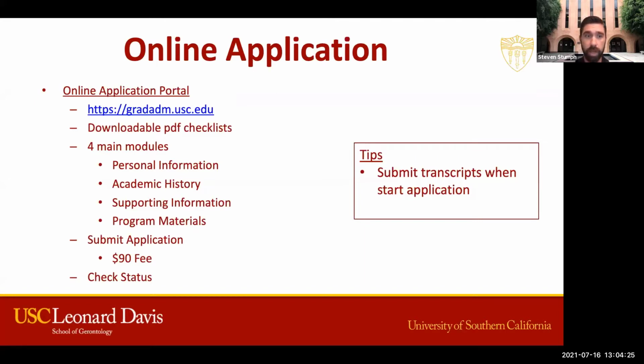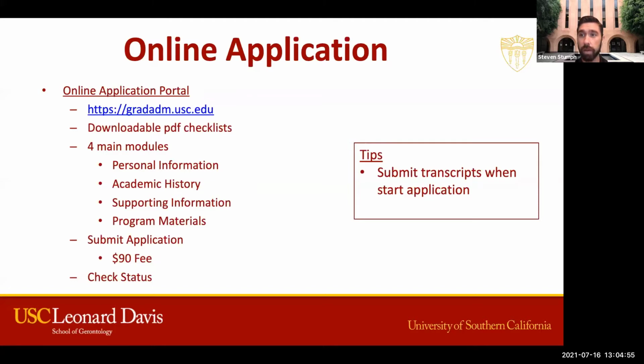gero.usc.edu. In the application portal, there's 4 main modules. One is the personal information that I was describing about your name and your email address. The next section will include your academic history. This will allow you to input your GPA, which schools you graduated from. I do recommend inputting any institution that you attended, even if it was just for one class, any institution after high school.